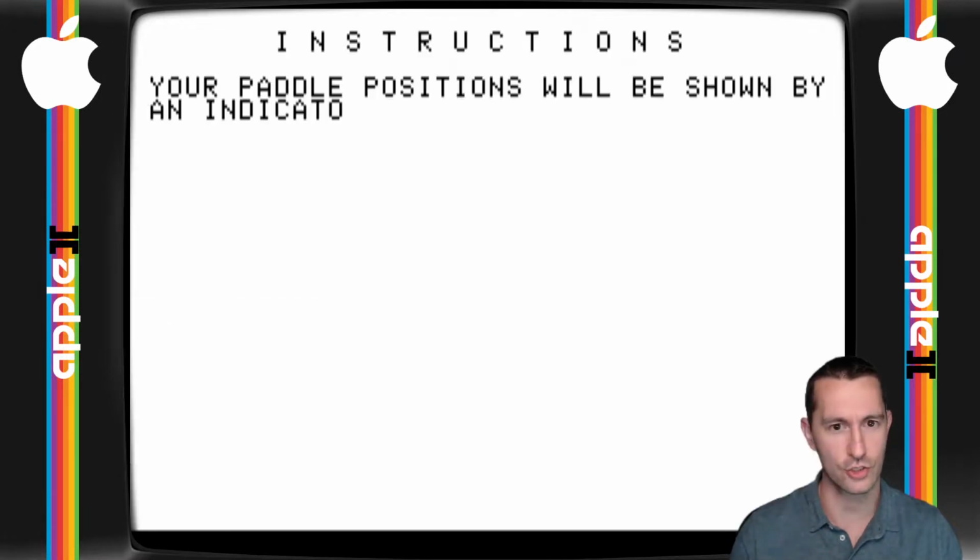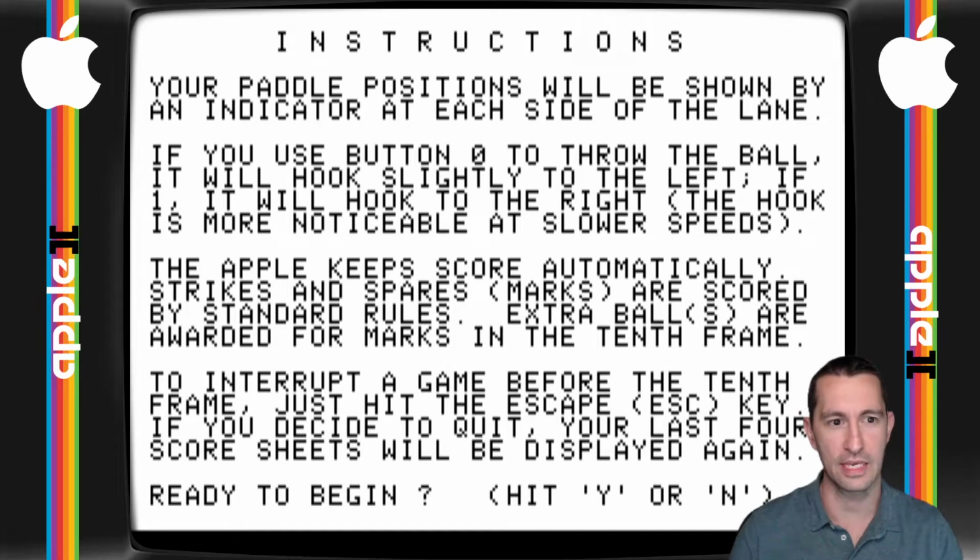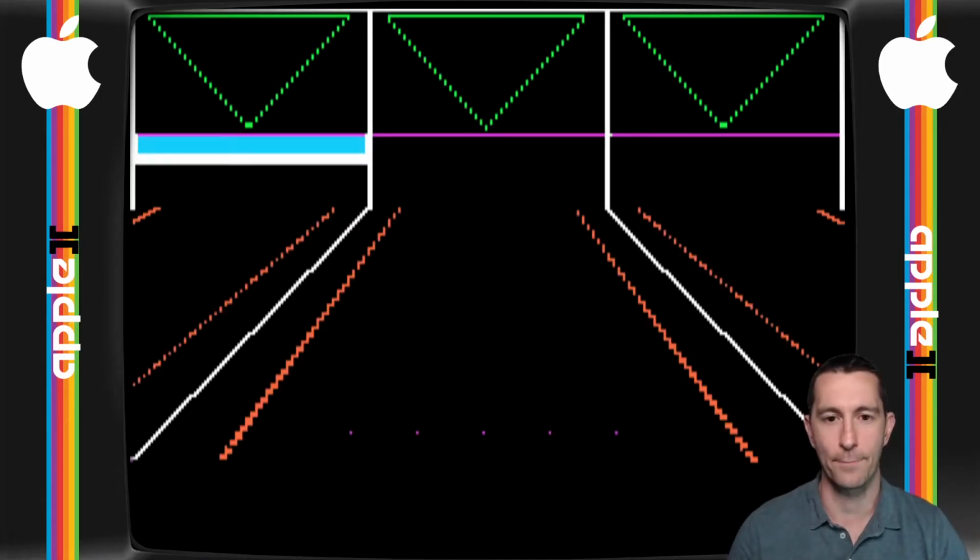So more instructions? Sure. How many paddle instructions can we get? If you use button 0 to throw the ball, it will hook slightly to the left. Oh, okay. So they're talking about how, after you throw the bowling ball, to turn it around. Okay, ready to begin? Yeah, let's do it. Let's do some bowling on the Apple II.